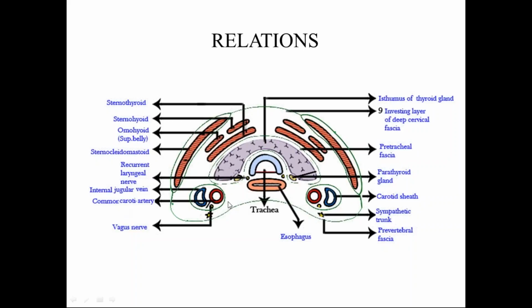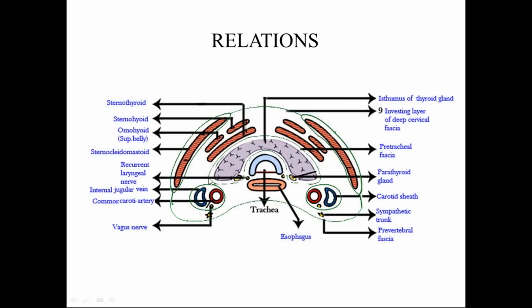Once again I'll repeat. You have the sternothyroid, sternohyoid, omohyoid, and sternocleidomastoid. So these are the relationships of the anterolateral surface. The anterolateral surface is also known as the superficial surface. This is the anterolateral surface of one lobe, and this is the anterolateral surface of the other lobe.